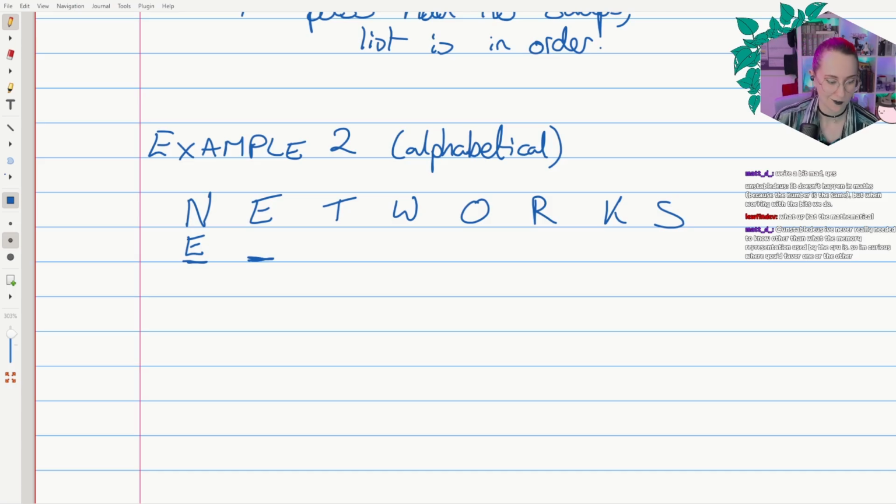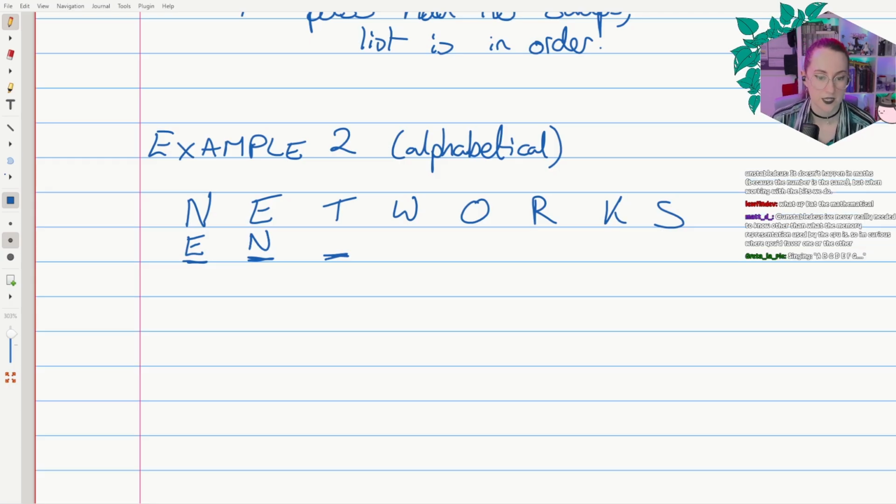N is earlier in the alphabet than T, so we leave the N alone. Next, we look at this slot, T compared to W. T is earlier in the alphabet than W. Next, we look at W compared to O. O is earlier, so we are swapping.